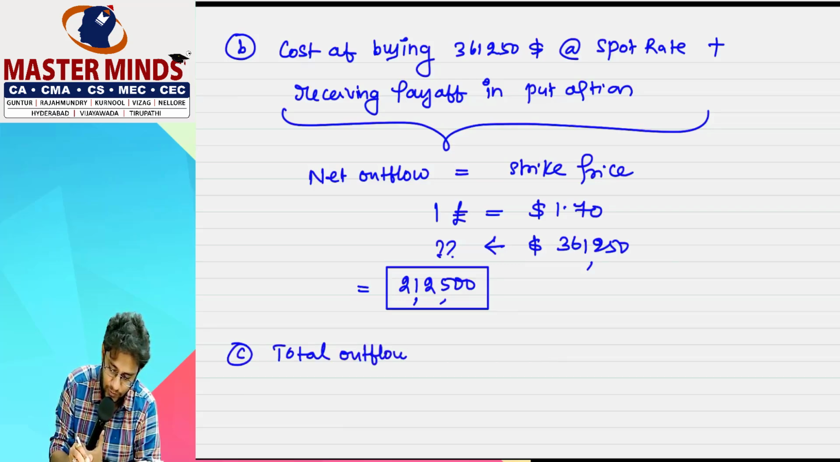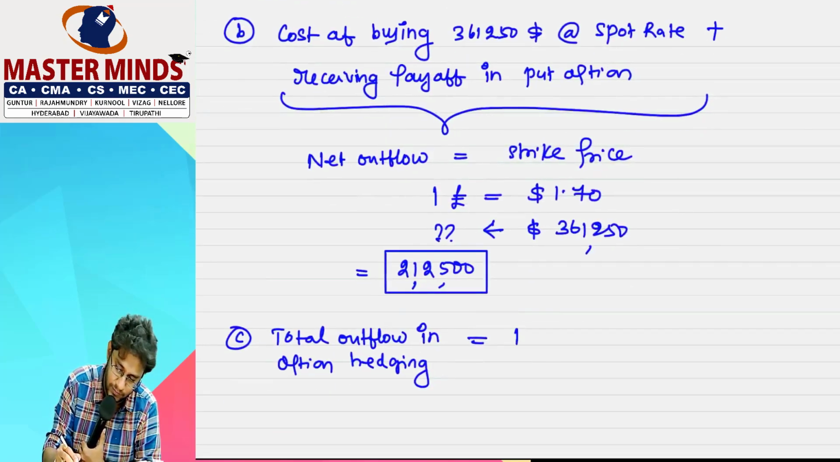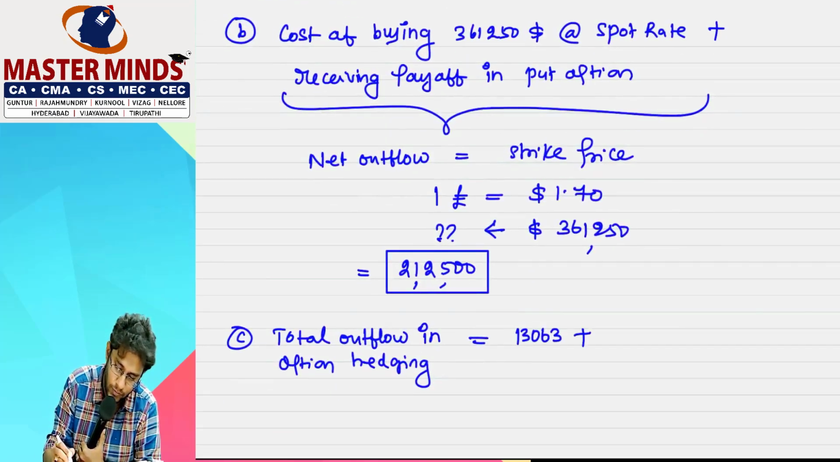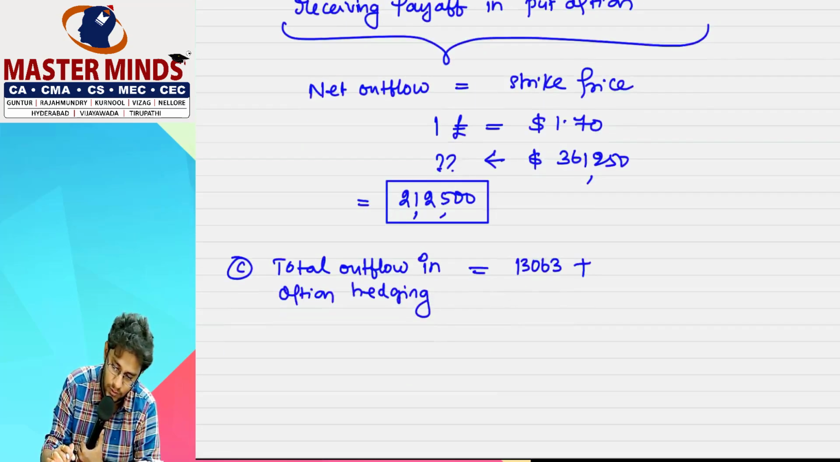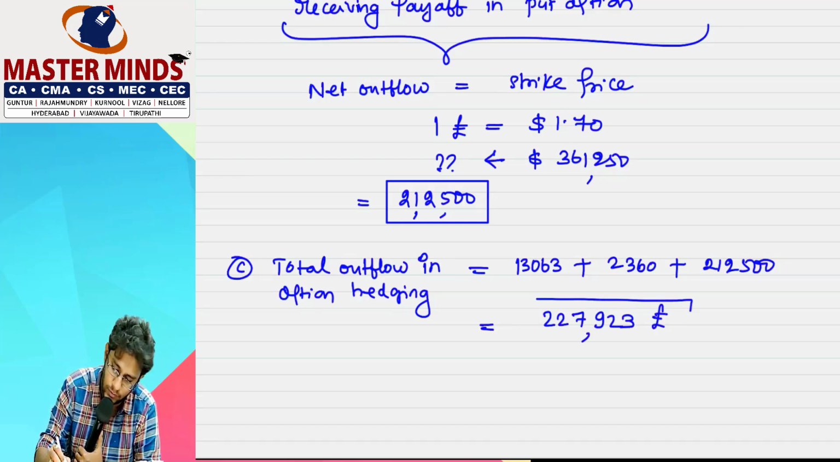So, total outflow in option hedging, add every box. 13,063 plus 2,360 plus 212,500, total. Okay, pounds.